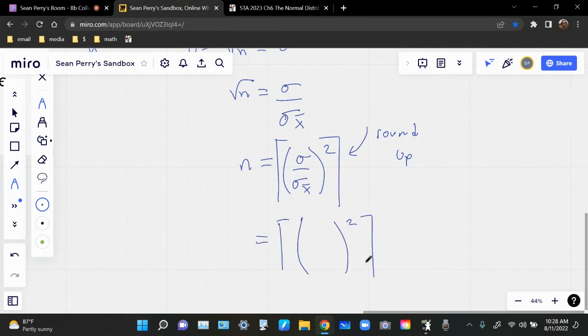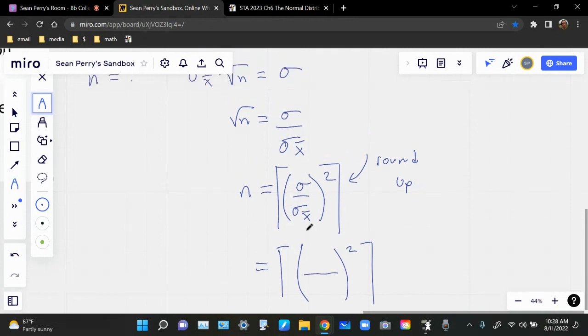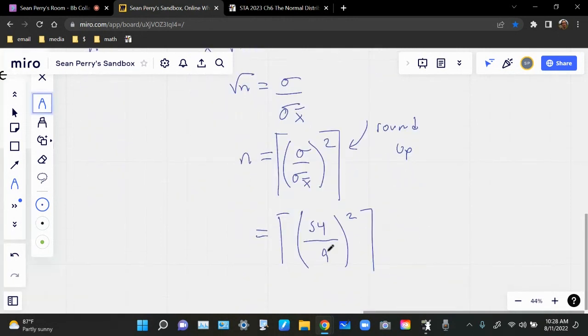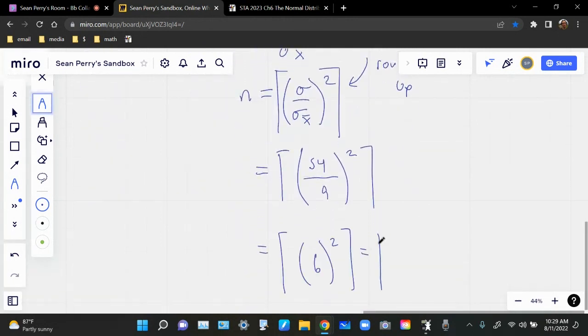So from here, we just evaluate, plugging in for sigma and sigma of X bar, 54 and 9. This is an integer, so its square is also an integer. And rounding this up, well, it has zeros on the end. So actually rounding it up just gives you 36 again.